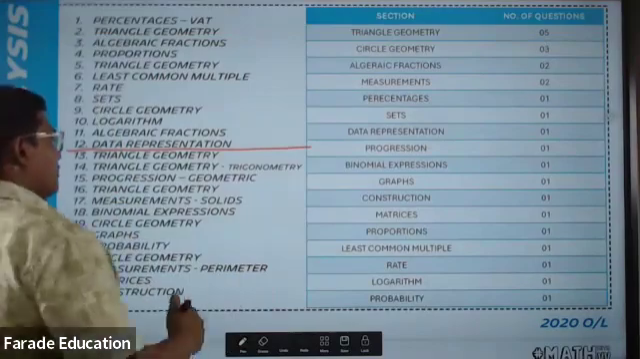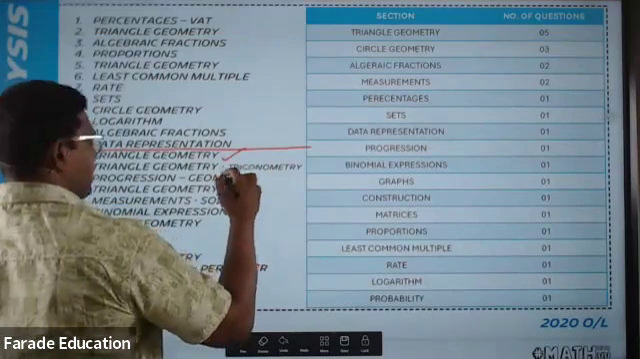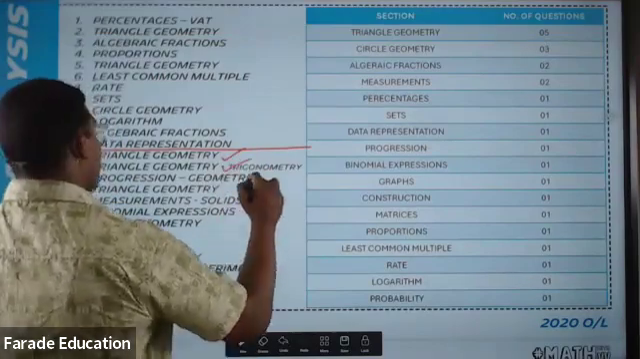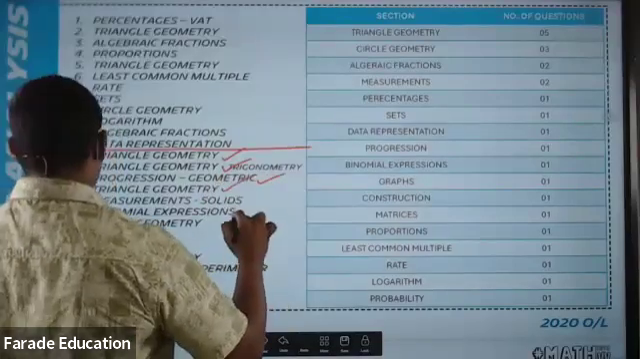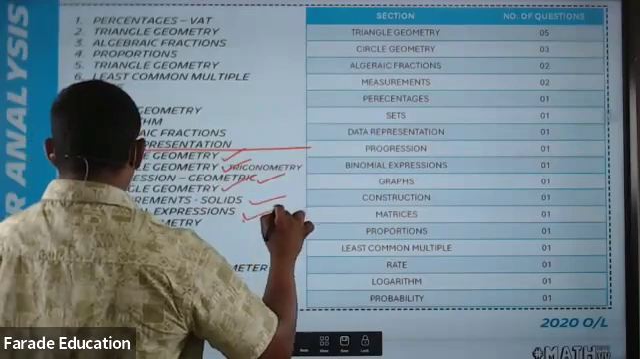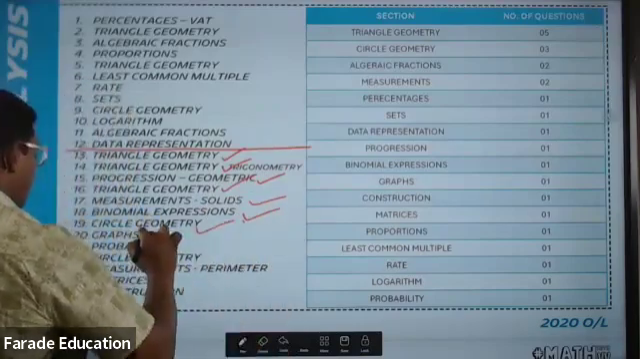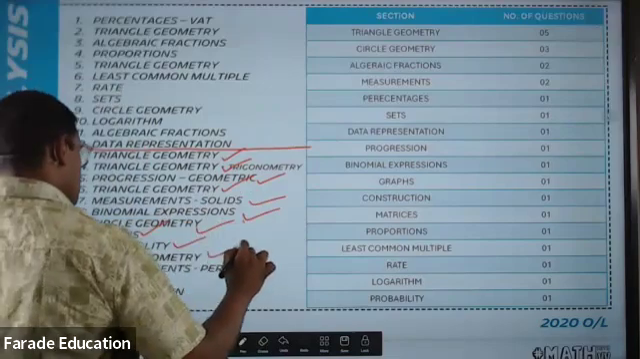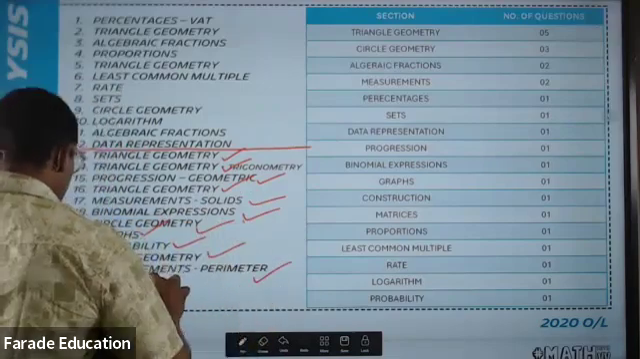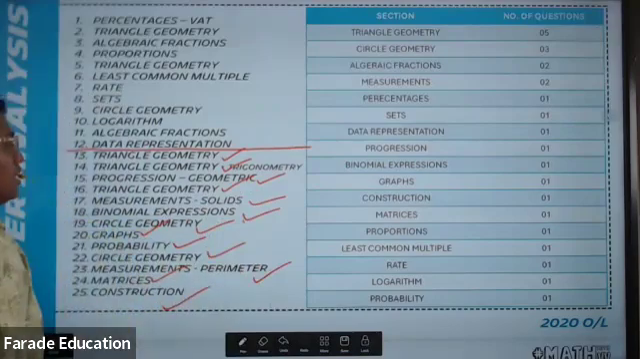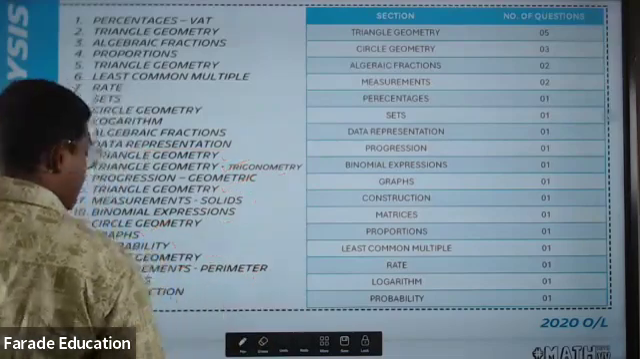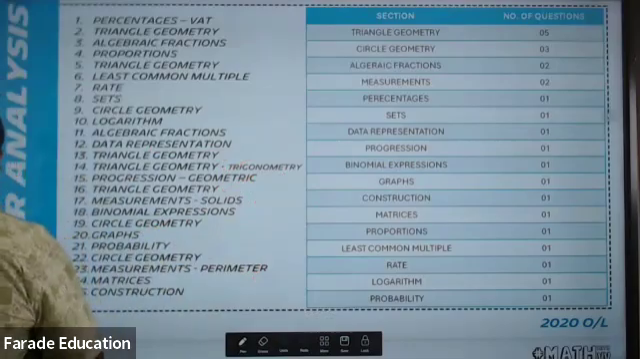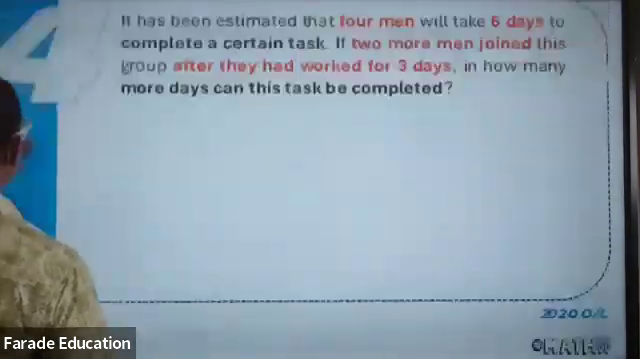So today we have to start with questions related to triangle geometry. Trigonometry also works under that. And we have one with progression, geometric progression, triangle geometry, measurements, binomial expressions, circle geometry, graphs, probability, circle geometry, measurements, matrices, and construction. These are the main sections that we are going to discuss today. I'll get to the questions without wasting your time. We'll go for the 13th question.